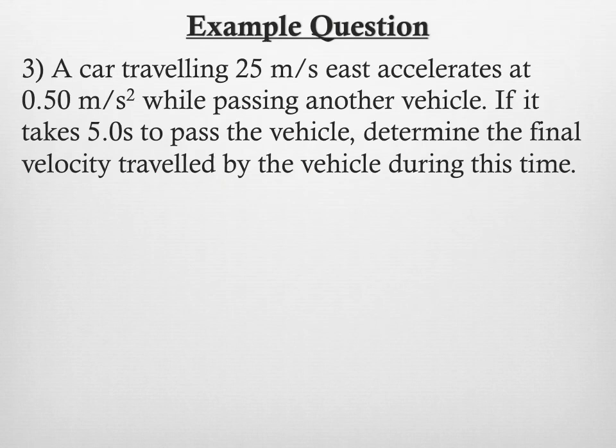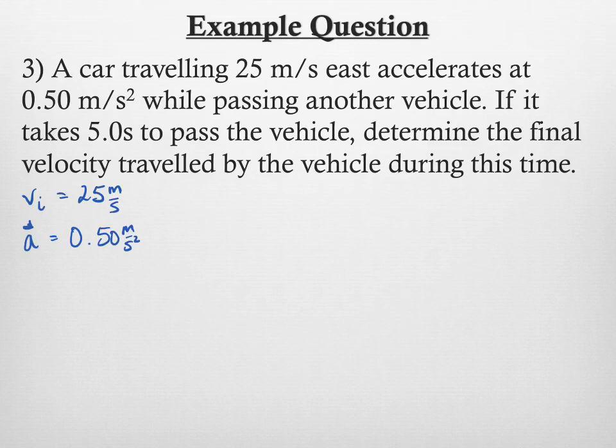A car traveling at 25 meters per second east accelerates at 0.50 meters per second squared. Oh, sorry, I just went through a bunch. First, it's traveling at 25 meters per second, so that looks like initial velocity to me. And then it accelerates at, oh, it gives us acceleration this time. That's not something we usually get. So 0.50 meters per second squared.